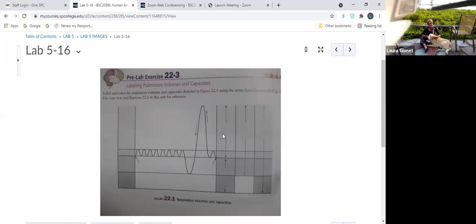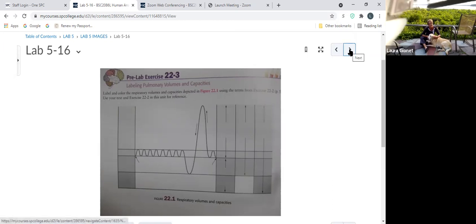You can skip over these. I cover these in lecture, but I don't cover them in lab. So for all intents and purposes for us, at least right now, we're not covering a lot of the pulmonary volumes, but I do cover them in lecture.